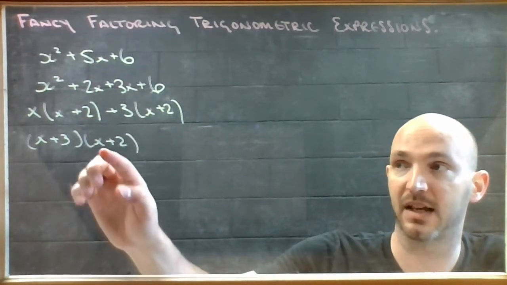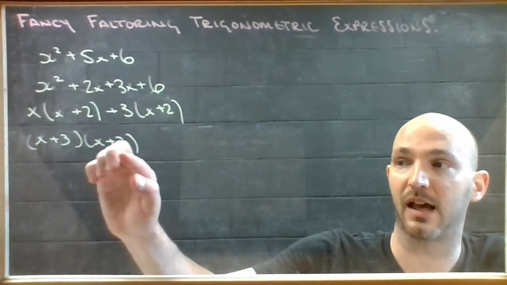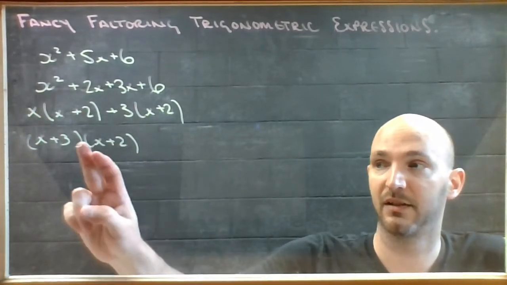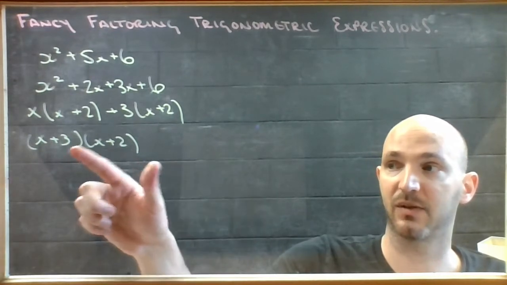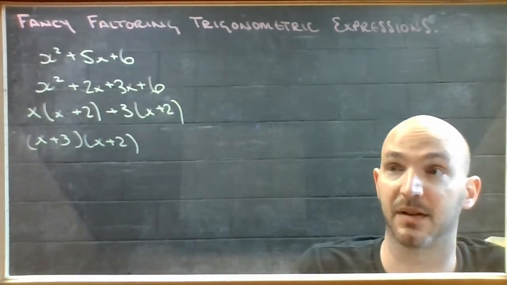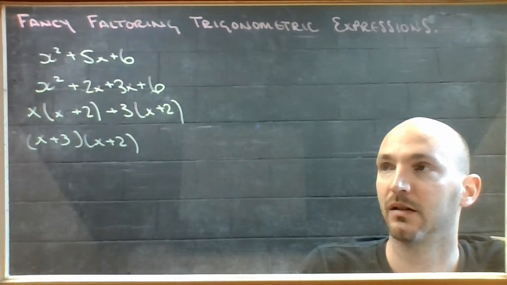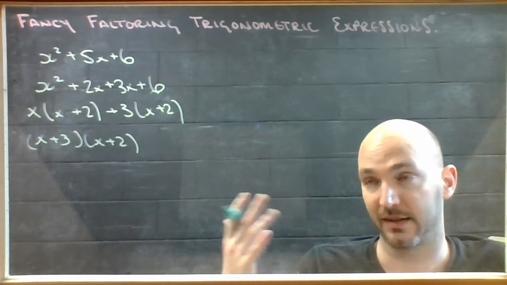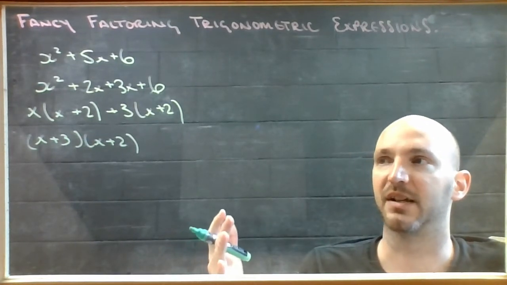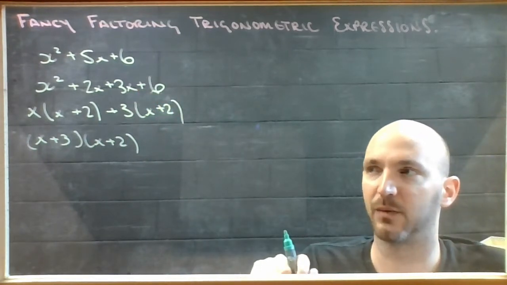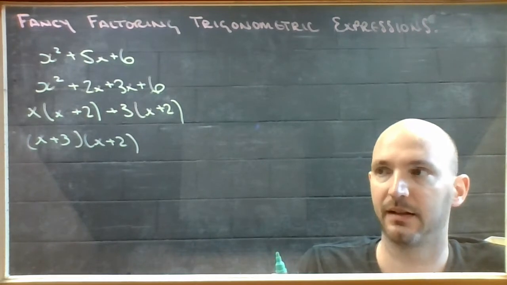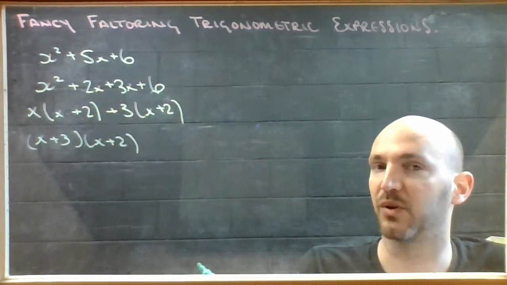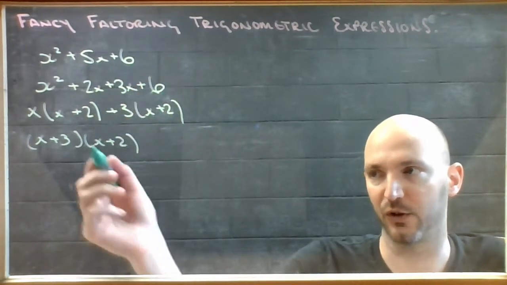So x times x is x squared. x and 2 is 2x's. 3 in x is 3 x's more for a total of 5 x's. 3 times 2 is 6. So you get the same thing back. So as the message here and all this factoring stuff is, if I replace that x up there with a cos alpha, it doesn't change the factoring process. It just changes what your variable is.